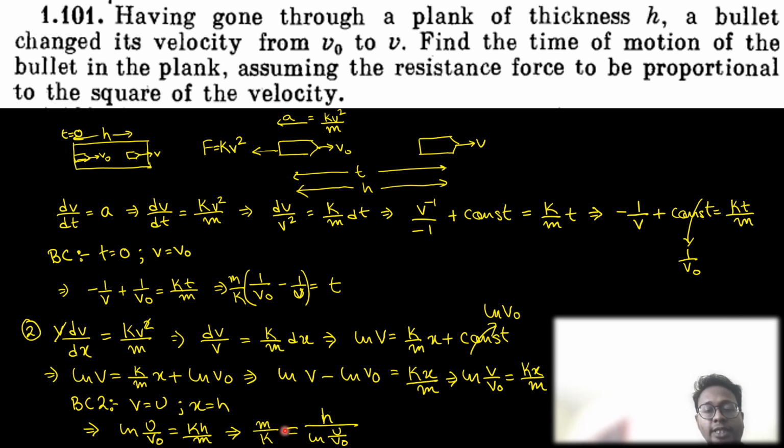And if I substitute this m by k here, I'll get time t is equal to 1 by v naught minus 1 by v into m by k. What is the value of m by k? h by how much? ln v by v naught. So this is the value of the time taken for the bullet to travel distance h inside the plank. So here, time taken is equal to this value.